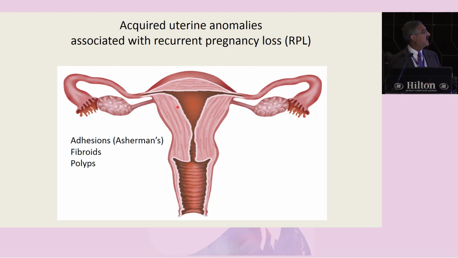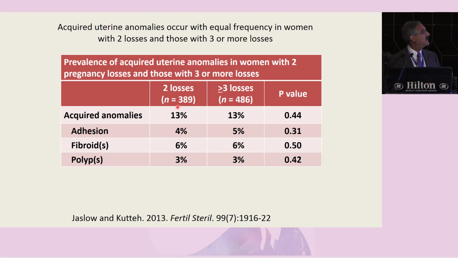When we looked at our patient population, over 1,000 patients, or maybe this was 900 patients, I think. We divided them into 2 losses versus 3 losses because there's been some controversy on recurrent miscarriage. When should you start evaluating the patient, after 2 or 3? Now all the guidelines say 2, but this was just to confirm. For the acquired anomalies, the frequency was the same, whether 2 or 3 losses, whether it was adhesions, fibroids, or polyps. And we judged polyps significant if they were greater than 1 centimeter.